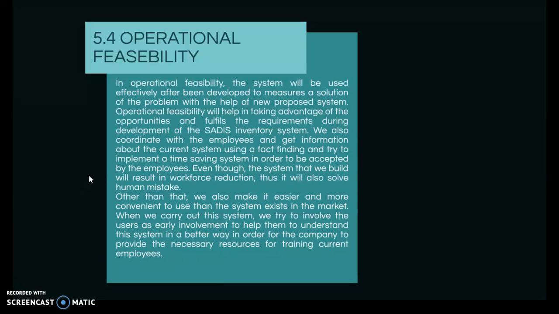Even though the system that we build will result in workforce reduction, it will also solve human mistakes. Other than that, we also make it easier and more convenient to use than the systems that exist in the market. When we carry out this system, we try to involve the user early to help them understand this system better, in order for the company to provide the necessary resources for training current employees.